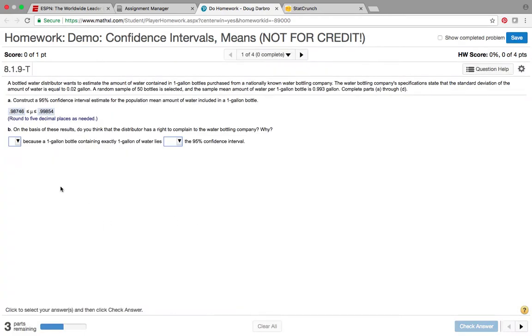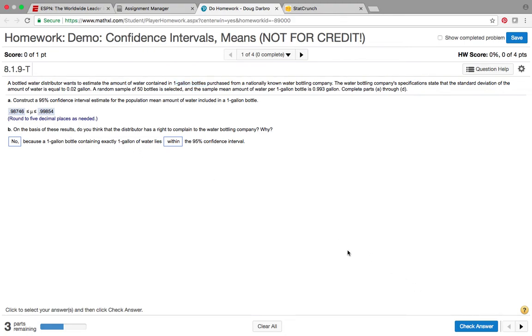All right, on the basis of the results, do you think the distributor has a right to complain? Well, the claim is 0.993, and 0.993 is contained in our interval. So I say no, they don't have a right to complain because 1 gallon lies within the interval. What's going on here? Oh, no, guys, I was right. There's supposed to be 1 gallon. Well, certainly 0.993 is going to lie in there because it's the sample mean. Does 1 gallon lie in there?